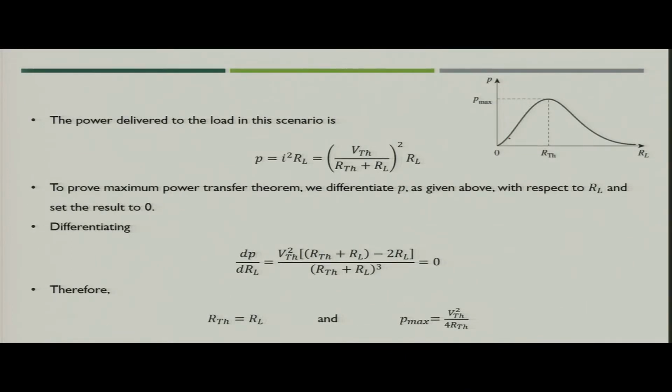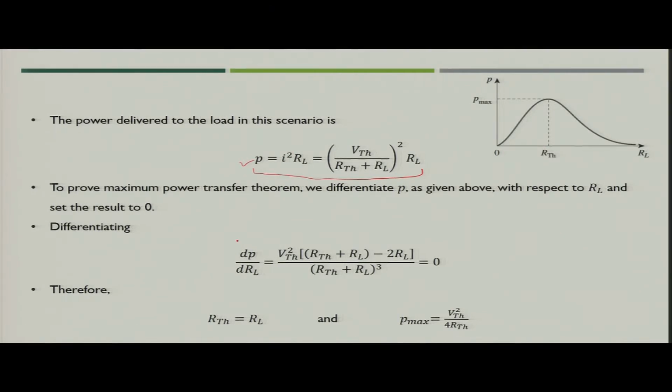We also discussed that if you keep changing the load from 0 to infinity, there is one condition at which the power absorbed by the load is maximum, that is, the power given to the load by the source is maximum. That condition comes when RL, the load resistance, is equal to the Thevenin resistance, and the power is nothing but I square RL, and we derived the maximum power transfer condition.